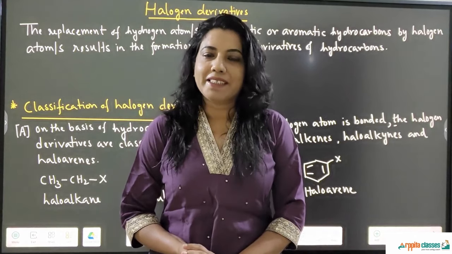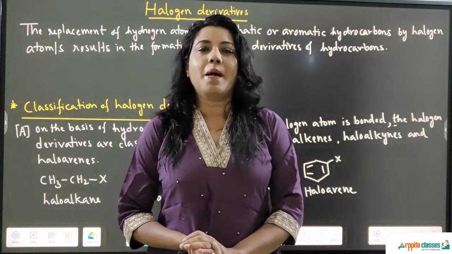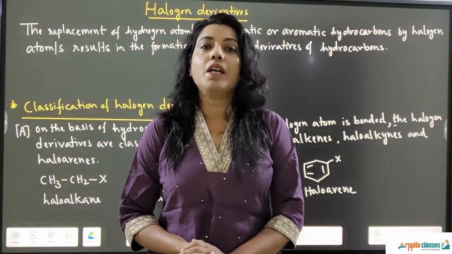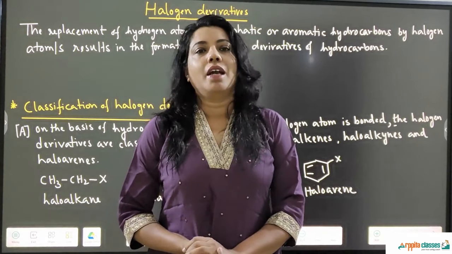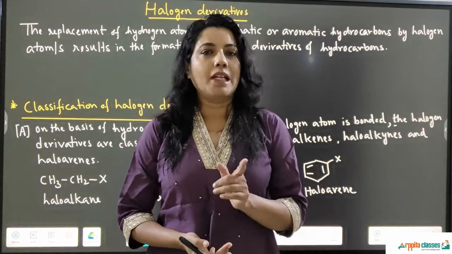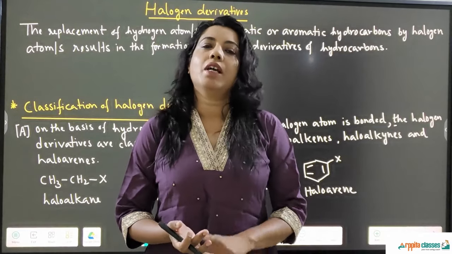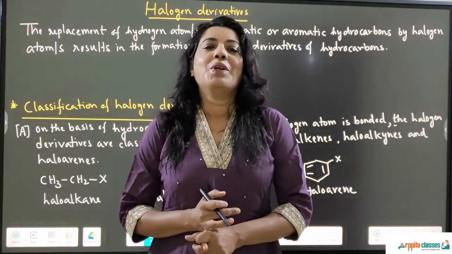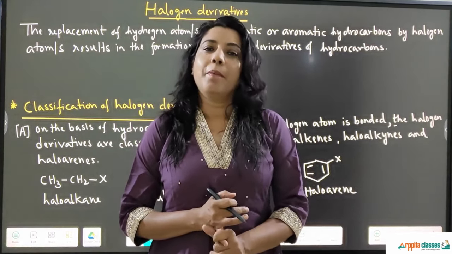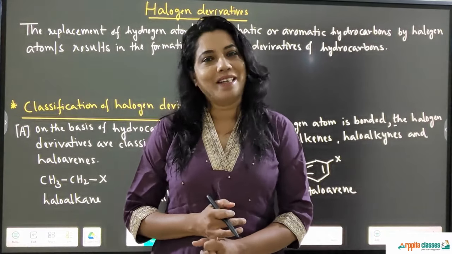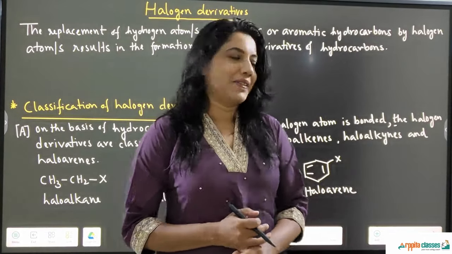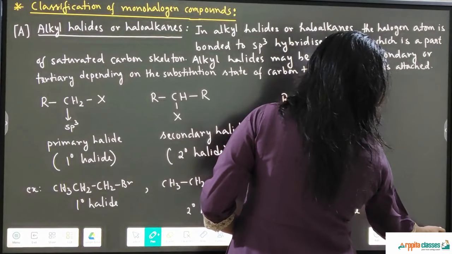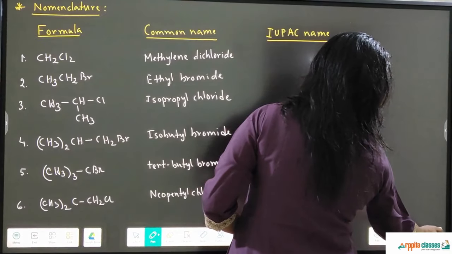My name is VXK. We started with a chapter from Maharashtra board class 12 chemistry, halogen derivatives. In our previous video we completed the topic introduction, classification of halogen derivatives and nomenclature. Today we are going to start from preparation of halogen derivatives. Let's get started. So we completed till the nomenclature part.